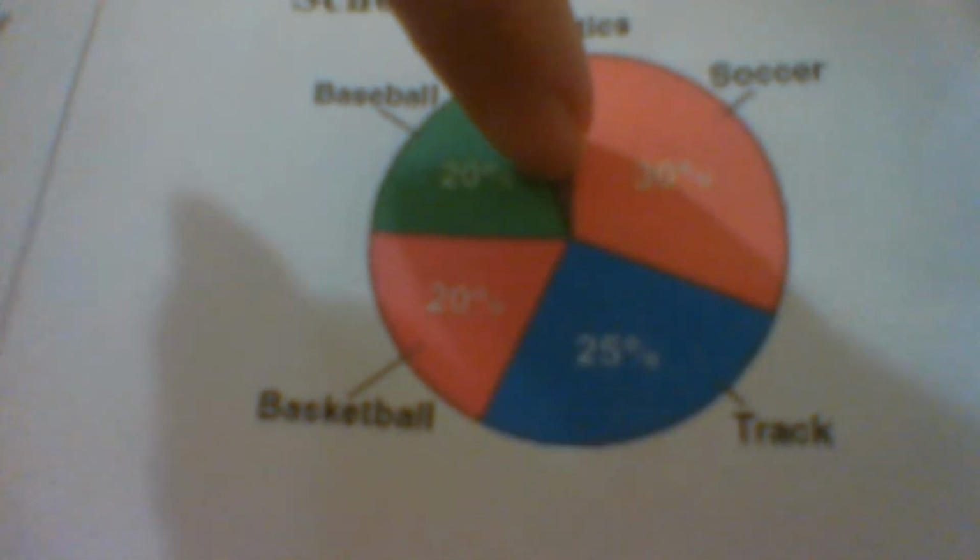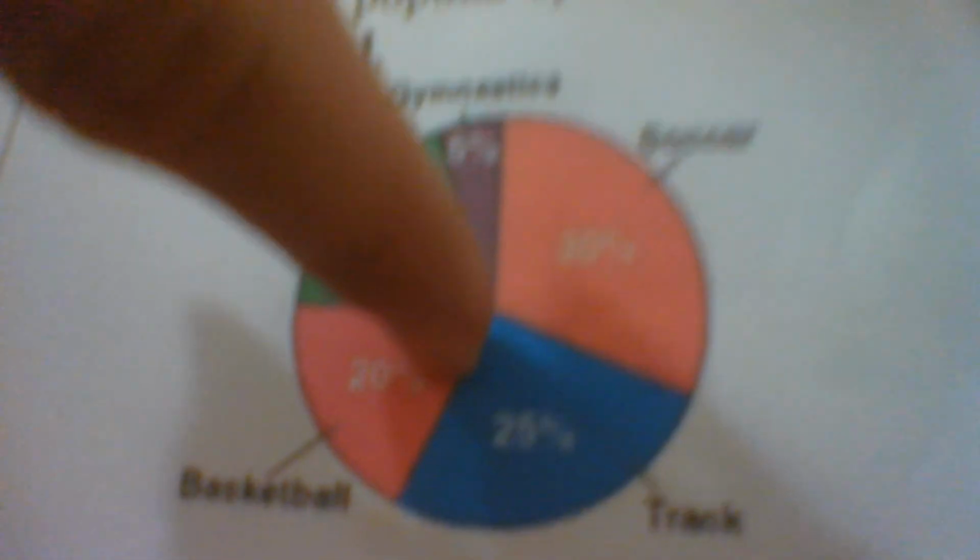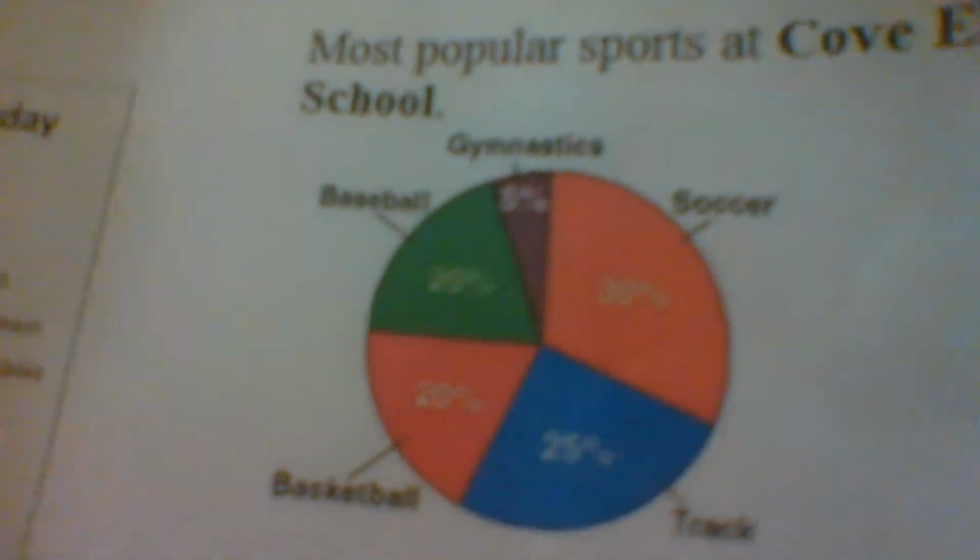Yeah, this one, soccer, 30%, right? And just a little bit smaller is track. That's the second most popular. But see how it says soccer, 30%, track, 25%. If it has the labels over here, it doesn't need a key.